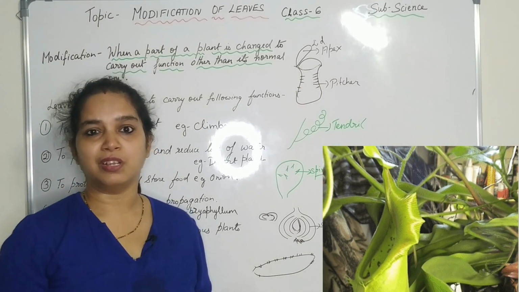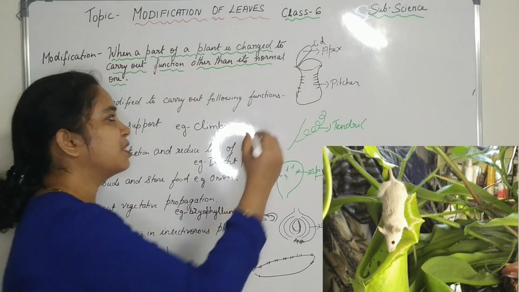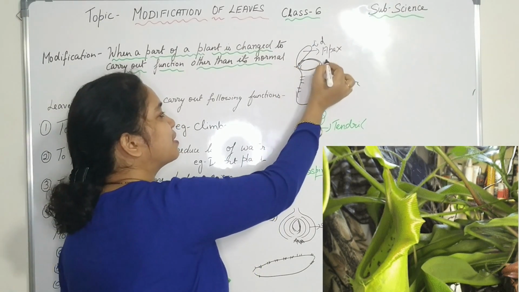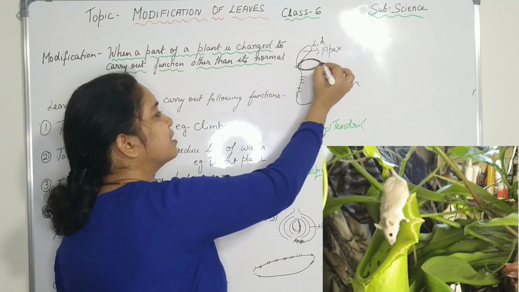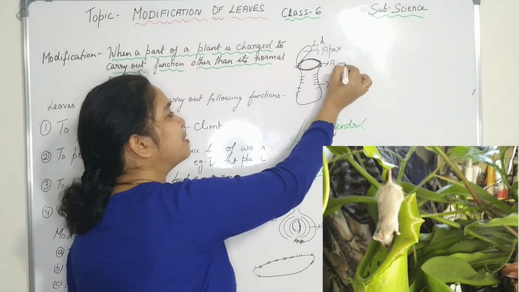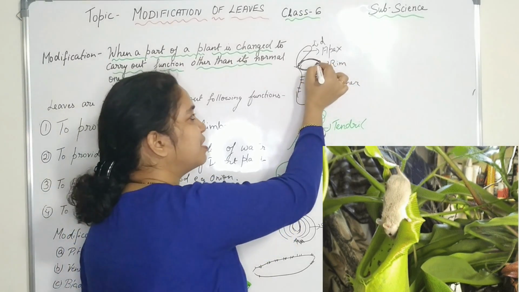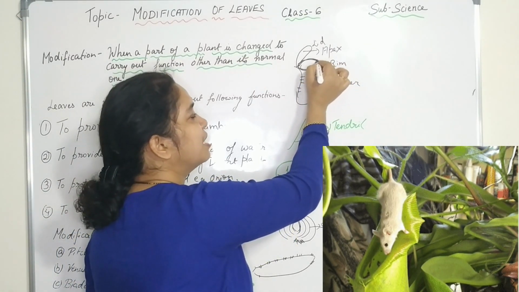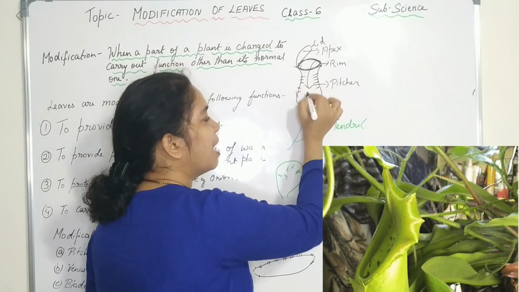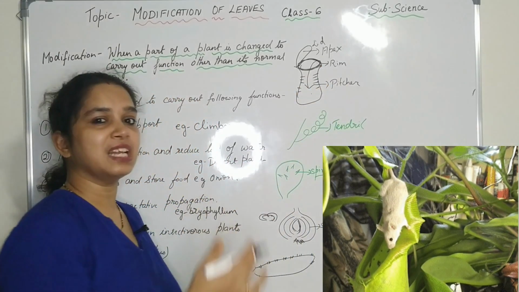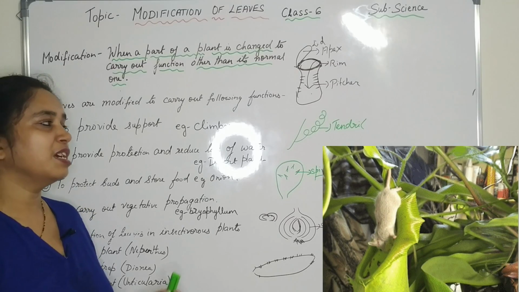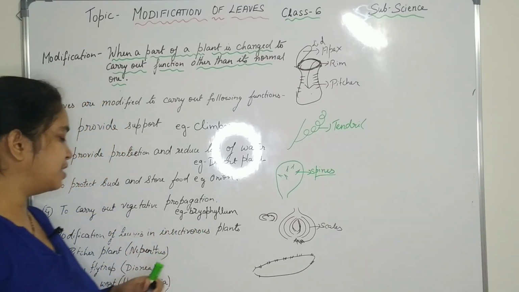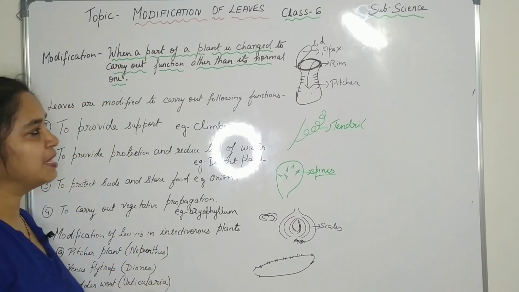The lid of the pitcher plant also acts like a cover, so that it is not saturated with rain water. The rim of the pitcher is very slippery. When the insect sits on it, it slips inside, and hence it gets digested by the digestive juice. This is all about the pitcher plant, which is also called Nepenthes.